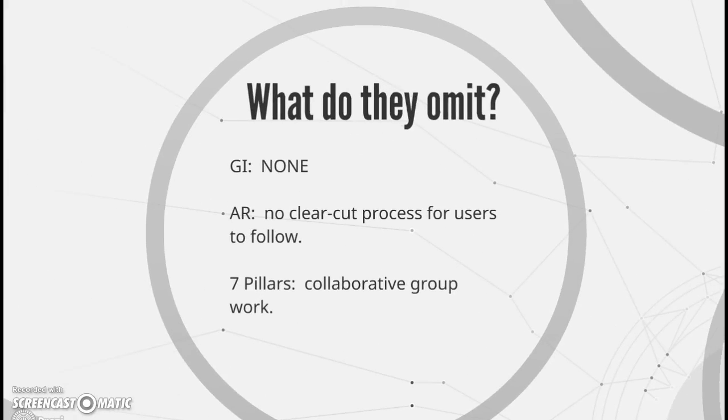Guided inquiry doesn't appear to omit anything from the research process. It is student-centered, provides a third space for students, and it stresses 21st century competencies. Action research has several reflection stages. Some experts say that it is a 7-stage process, however, others say that it is a 10-stage process. It all depends on how often one reflects on their learning throughout the research. There is not one clear-cut process for users to follow. The seven pillars model does not allow for collaborative group work unless initiated by the teacher.